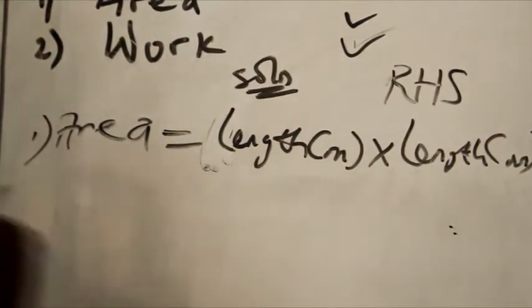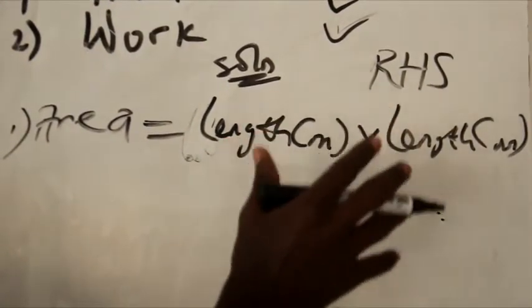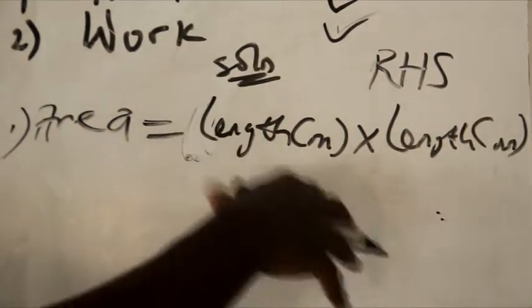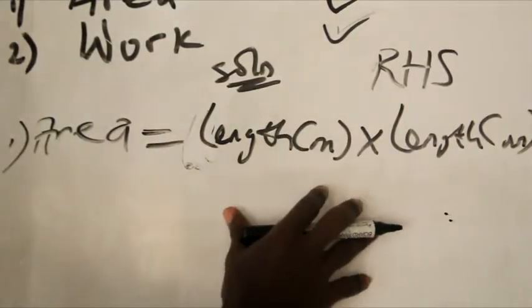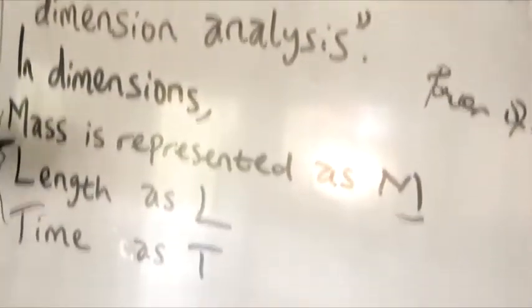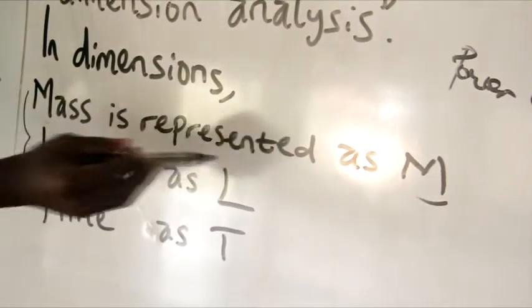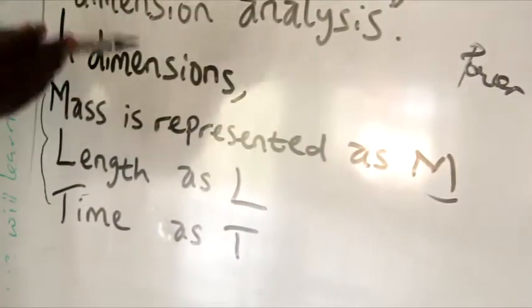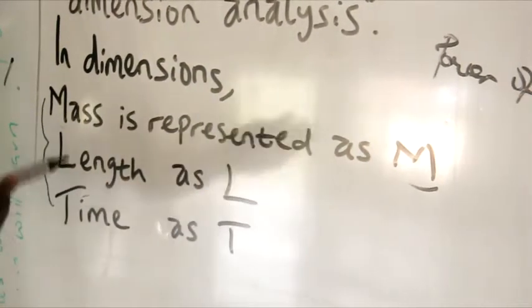So now the third step is to replace the fundamental quantities or the basic units with their dimension, right? The third step is to replace the basic quantities with their dimension. So if you go back to what we did earlier, we said that in dimension, mass is represented as M, length is represented as L, and time as T. So for area, since area has to do with two lengths, we have to replace those lengths with the dimension of length, and that is L.